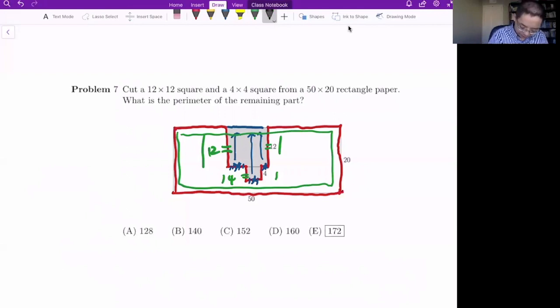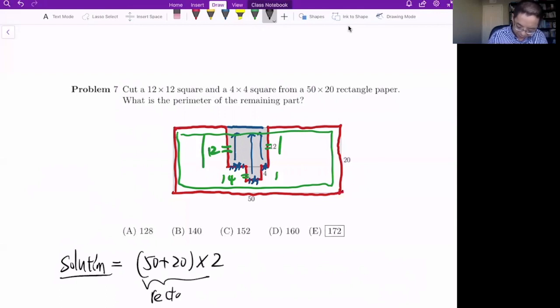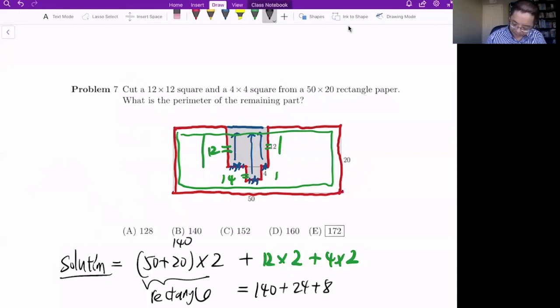So the solution equals 50 plus 20, times 2. This is the rectangle. And then plus 12 times 2, and then plus 4 times 2. Let's see what we get. We get 140, and then plus 24 plus 8. So this is 172. So the perimeter of the remaining part is 172.